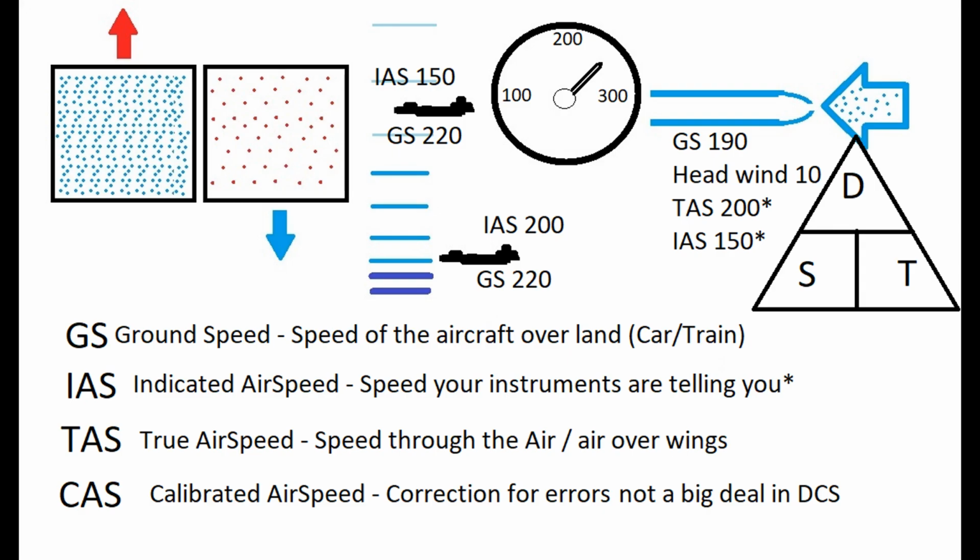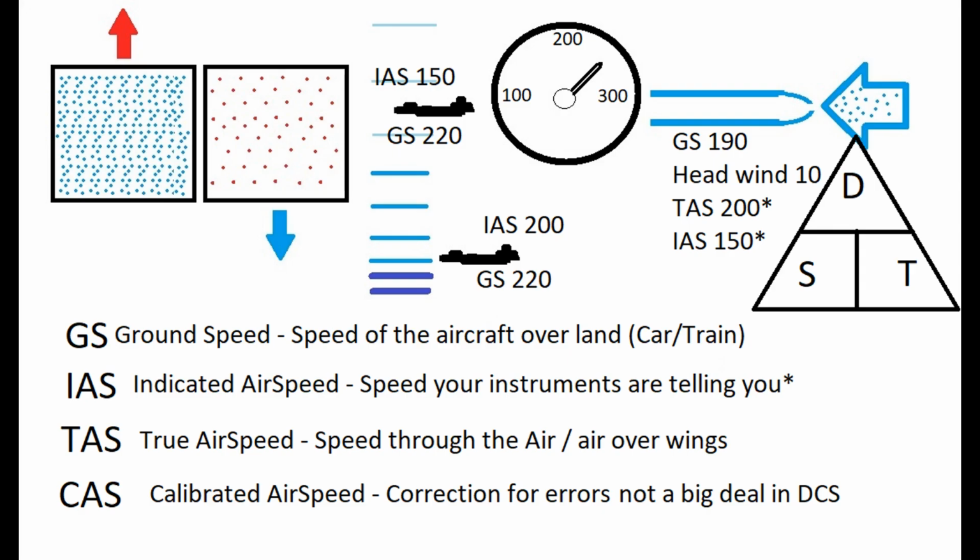So the true airspeed says that we're doing 200 knots, although our ground speed is 190, and the indicated airspeed is 150. What's going on? So you're at a higher altitude. Your indicated airspeed is saying that you're doing 150 because there's not enough pressure going through the pitot tube. Your true airspeed is the speed through the air and the air over the wings. And I've put the slash there because it's your air over the wings, not just your speed through the air. But they're both kind of the same thing, and I'll explain why.